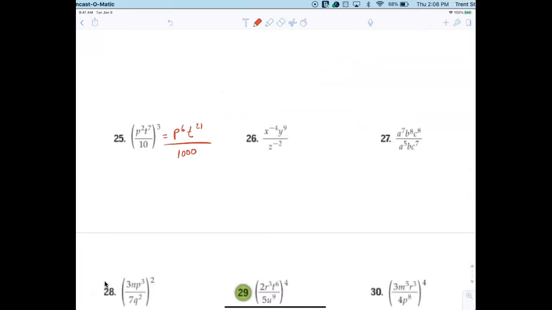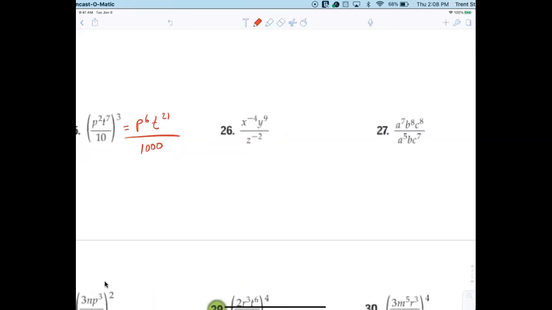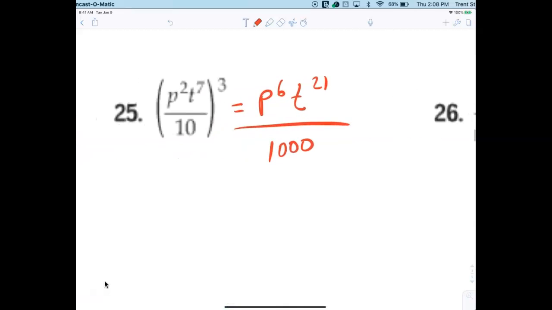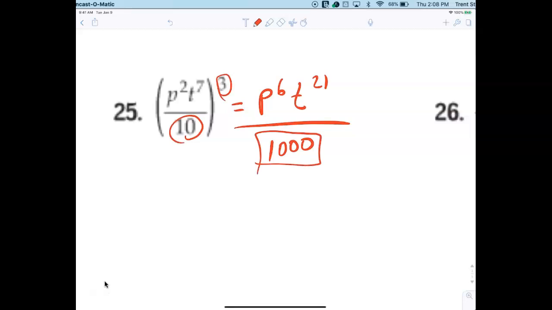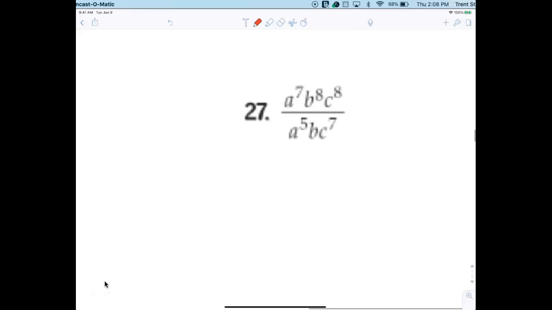All right, 27. Aiden, you got a question? What? Come on, tell me. Why do you not put an exponent 3 on the 1,000? Because 10 to the third power is the same as 1,000. All right, 27.